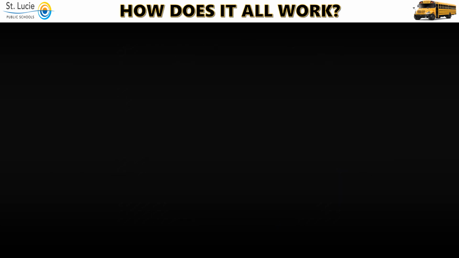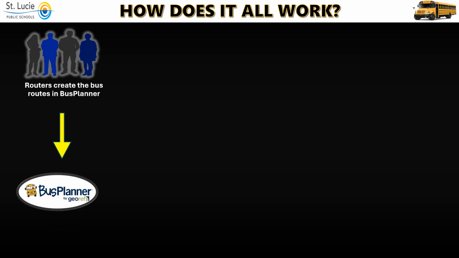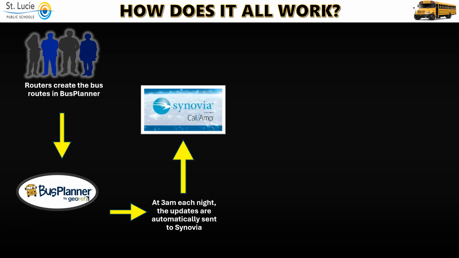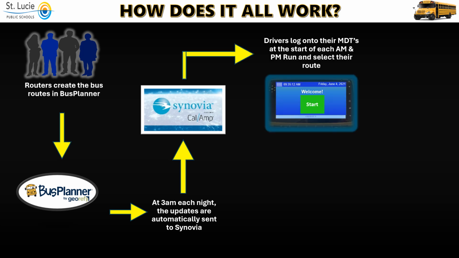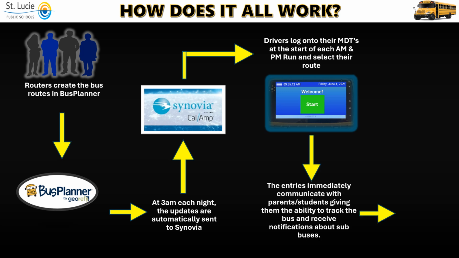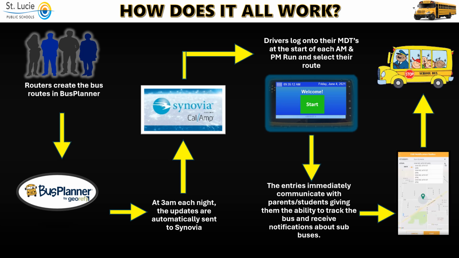Before we dive in, let's take a look at how it all works together. It starts with the routers creating the bus routes in Bus Planner. Then, at 3 a.m. each night, the updates are automatically sent to Synovia. Drivers log on to the MDTs at the start of their AM and PM run and select the routes. The entries immediately communicate with parents and students, giving them the ability to track the bus and receive notifications about sub-buses. From there, they're off to school or on their way home.